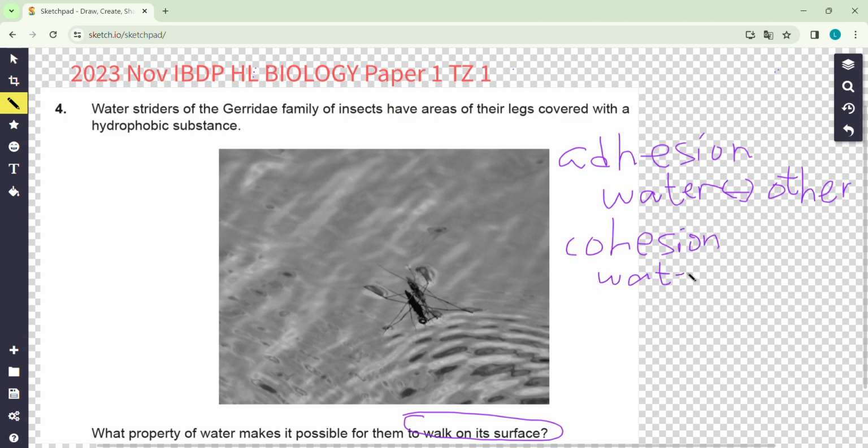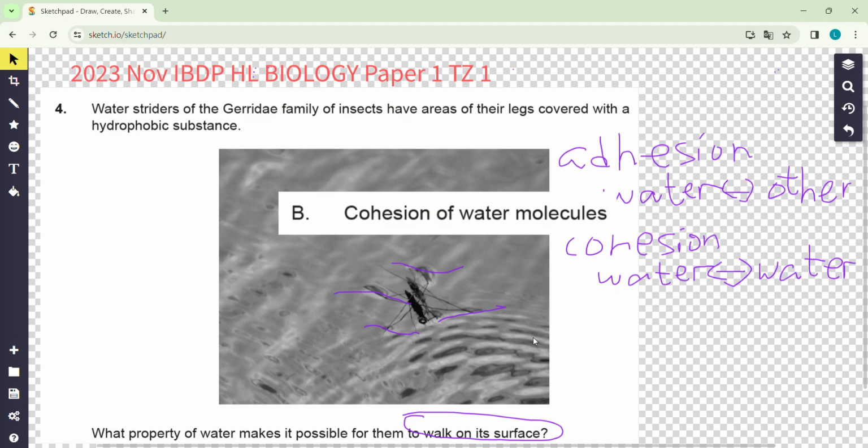So which one can be used to explain this phenomenon? It is the cohesion of water by itself. So the cohesion of water and the water stick to each other on the surface. So when the insect steps on it, it doesn't fall down. So it can walk on the water surface. So the answer is B, cohesion of water molecules.